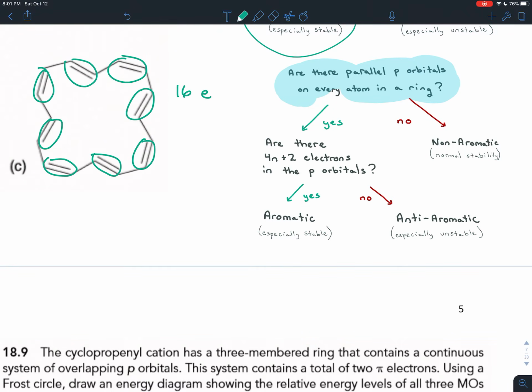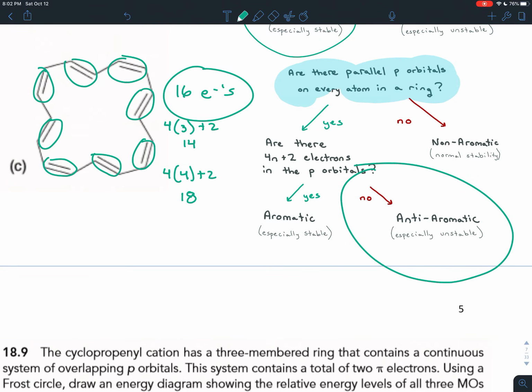So 16 electrons in the p orbitals. Is that a Huckel's number? Well, let's see. If n is 3, then you have 4 times 3 plus 2, that's 14. If n is 4, that's 4 times 4 plus 2. The next number in the series is 18. Notice how you skip over 16. So there's no whole number you could plug in for n and get 16. So this is not a Huckel's number. So you'd expect this molecule to be anti-aromatic. You'd expect this ring to be extremely unstable.